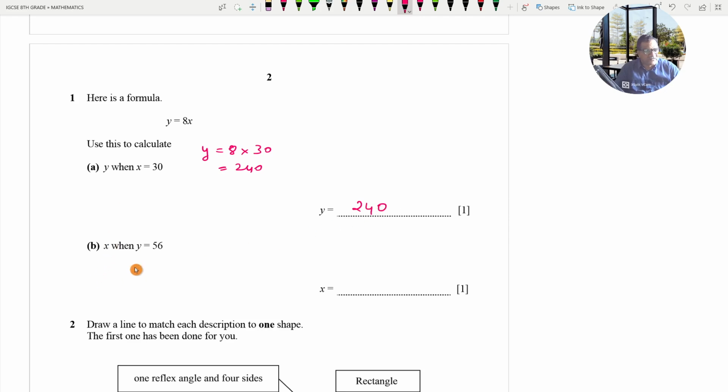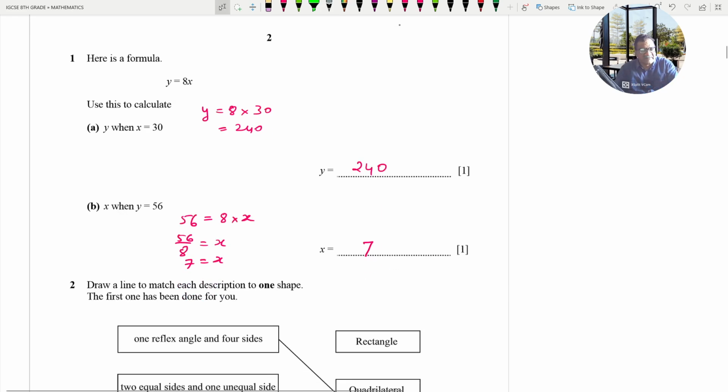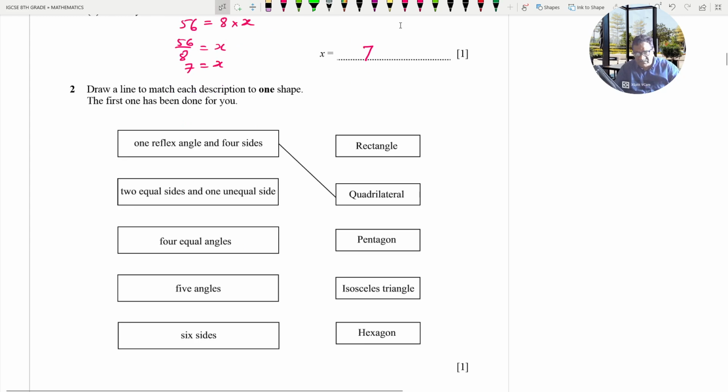And the B part of the question is you have to find x when y is 56. So in the same formula, you place the y value as 56. This will be 8 times x. Now they've asked you to find out x. So 56 divided by 8 will be x, right? And that happens to be how much? 7. 56 upon 8 is 7. The answer is 7. That was question number 1. Now coming to question number 2.